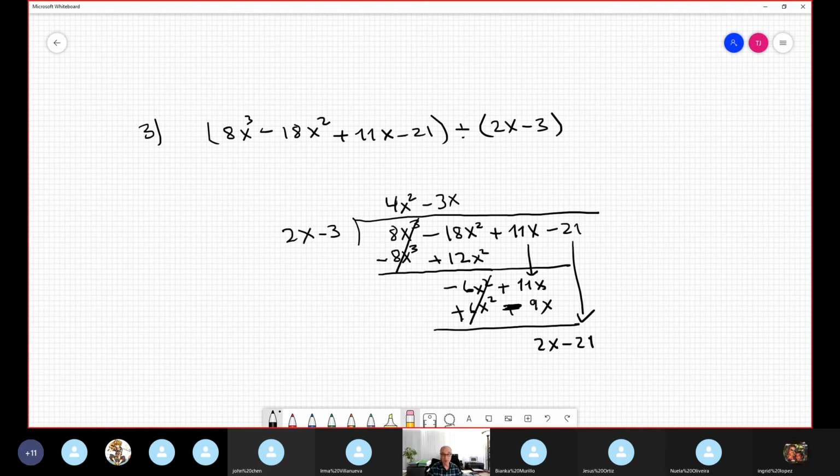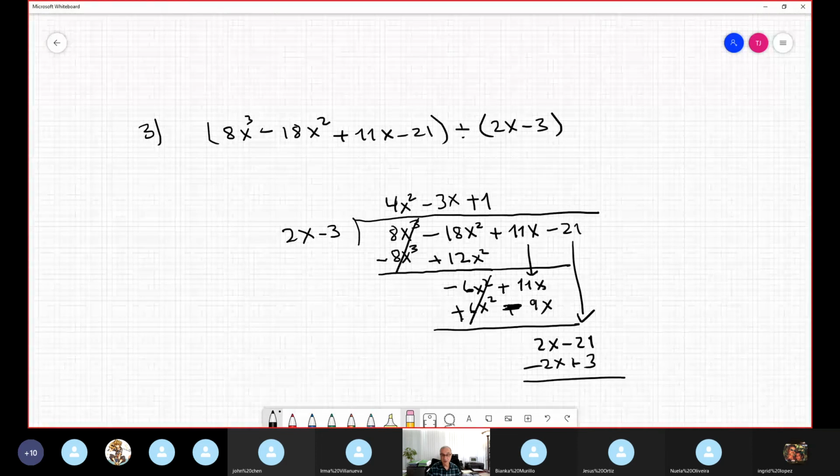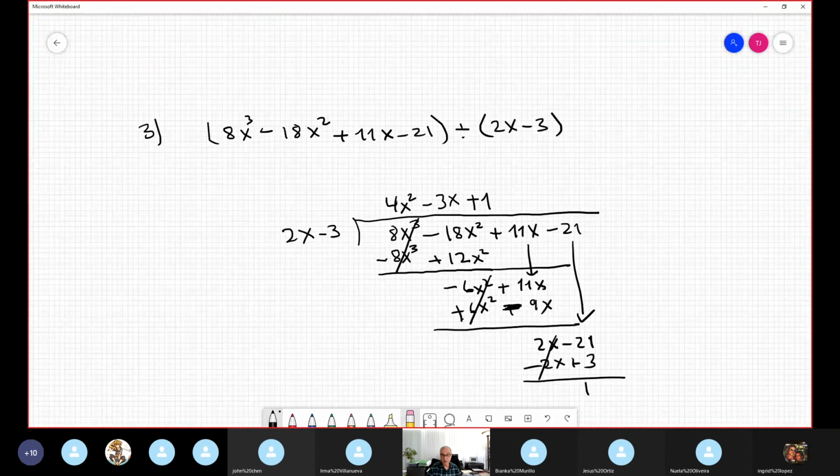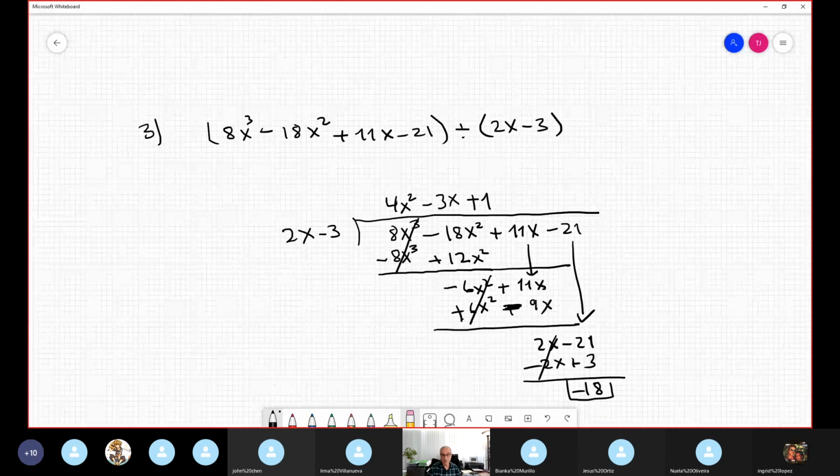1 is 1. I suppose it's plus 1. Because 1 times 2x is 2x, and 1 times negative 3 is negative 3. By subtracting, change the sign. This is cancelled, but this is negative 18. And this is the remainder. The remainder in this case is not 0.